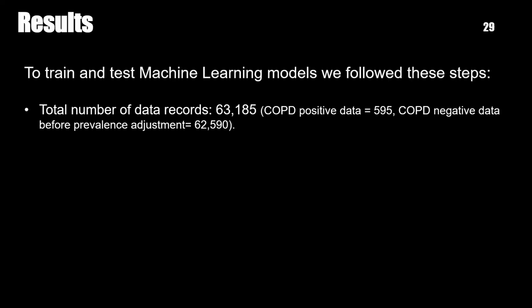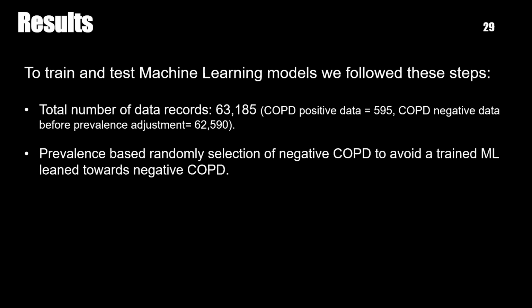So there was a problem, and I want to talk about this problem. The data set that I had had 63,000 patients in it, and just 595 of them were positive for COPD. The rest were negative. If I decided to train the model on this data, you can see that it is going to lean toward predicting negative because there are a lot of negatives in it.